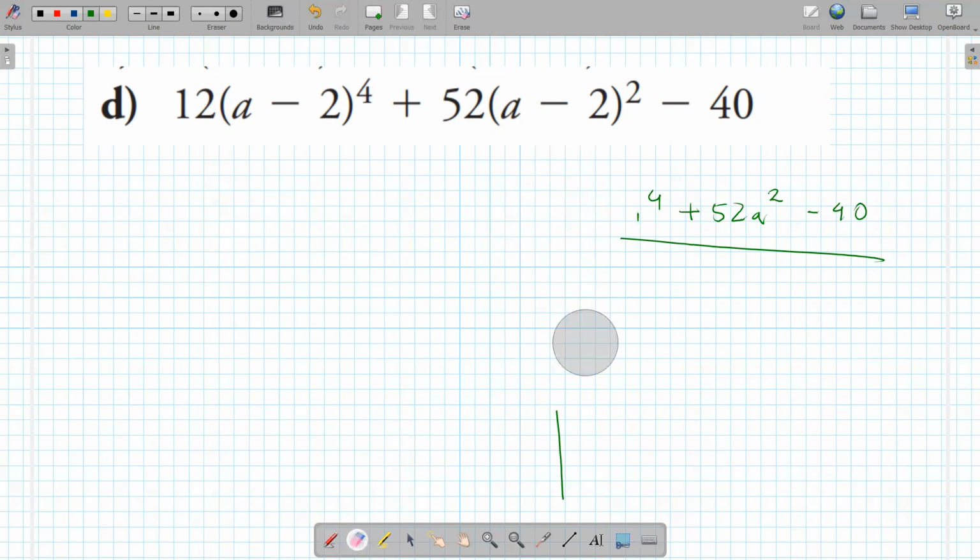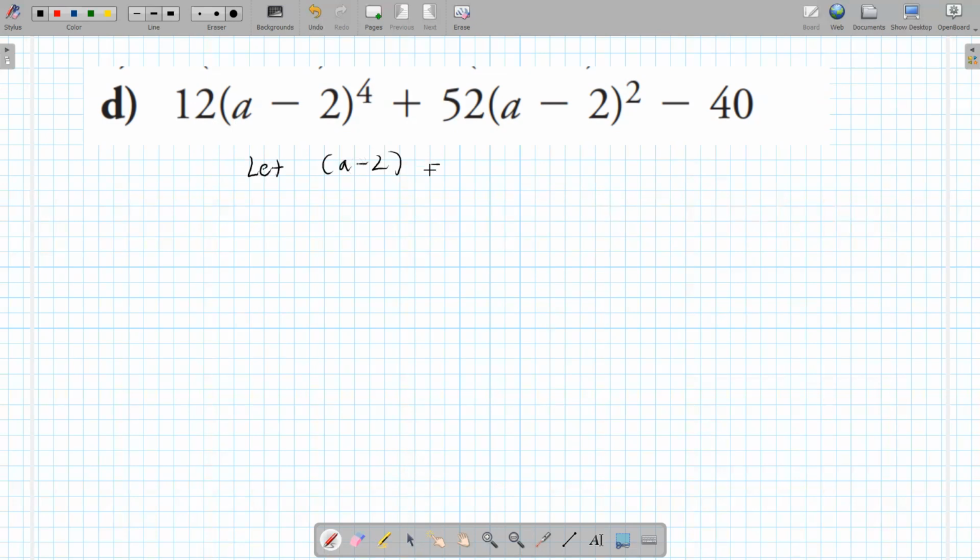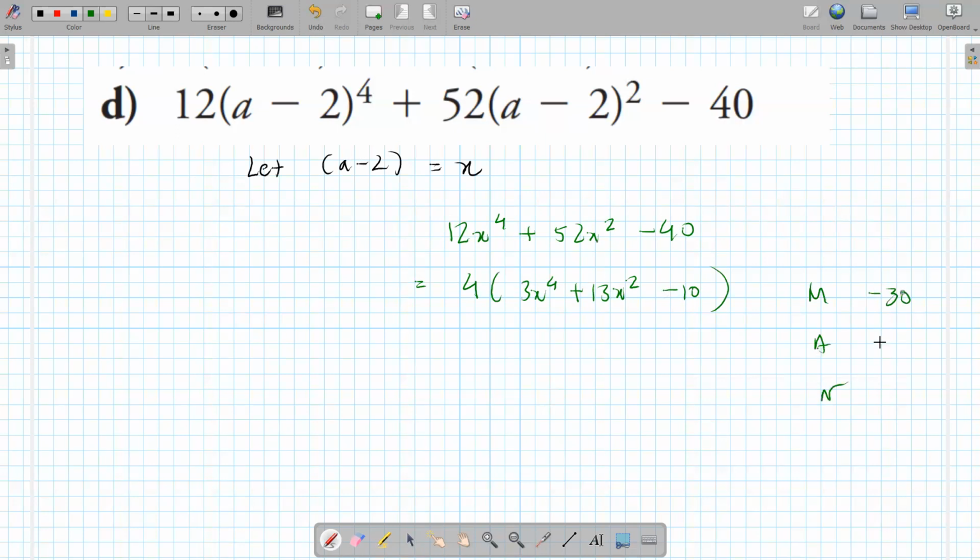I know the a minus 2 looks a little bit wonky, but we're gonna forget about that. Or if you really want to, you can let that bracket be a different variable, which means our question becomes 12x^4 plus 52x^2 minus 40, from which I can pull out a 4: 3x^4 plus 13x^2 minus 10. Now we're looking for a set of numbers that multiplies to negative 30, adds to positive 13.